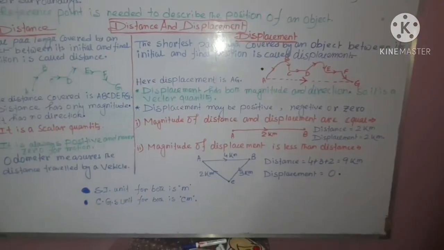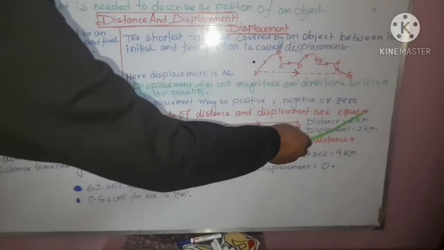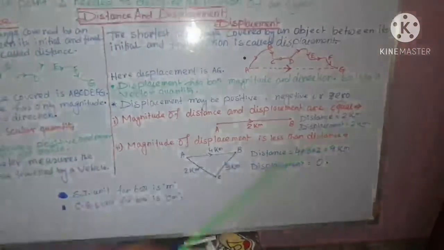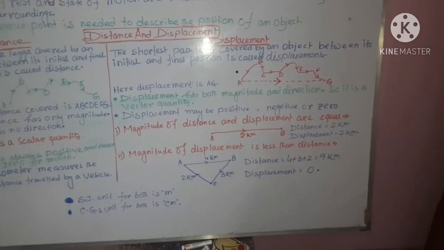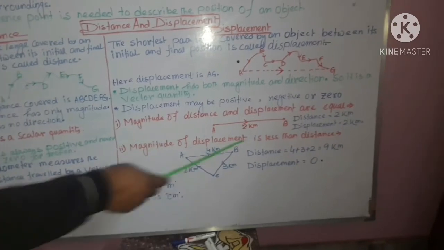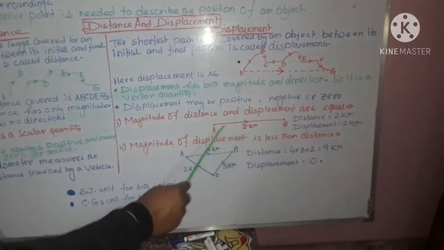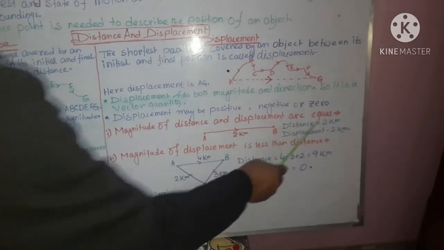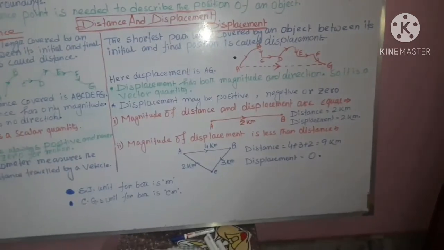Next point. Magnitude of distance and displacement are equal. See, this is very important. Magnitude of distance and displacement are equal when an object is moving along a straight line in the same direction. See the situation. An object is moving from A to B along a straight line in the direction from A to B. So here distance is 2 km. Displacement is also 2 kilometers.